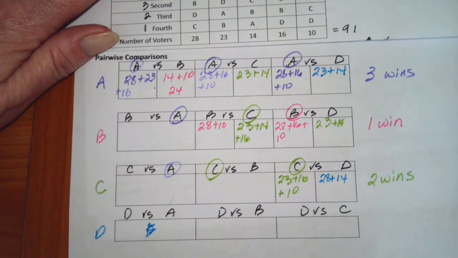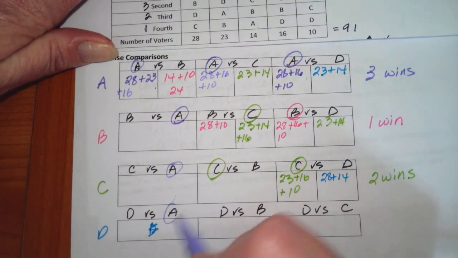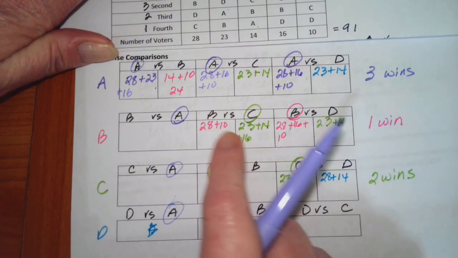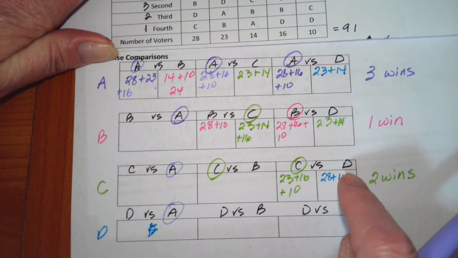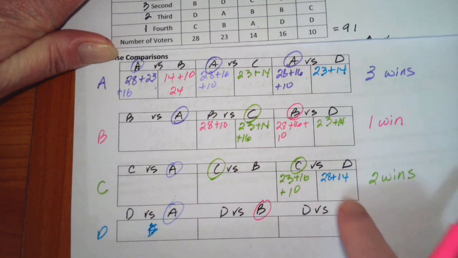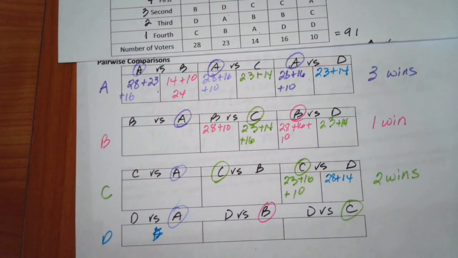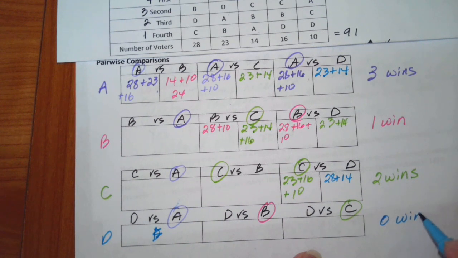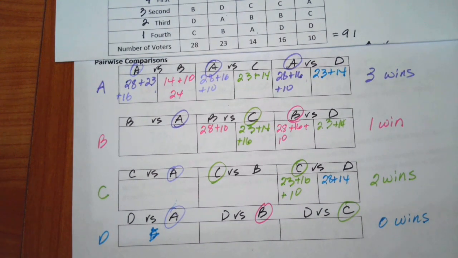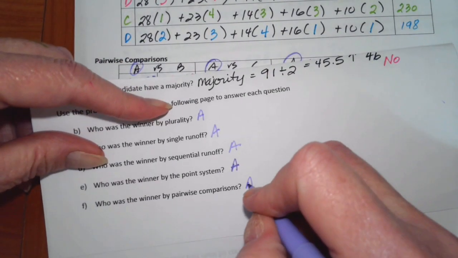Okay, so now the last one for D versus A, A won. For D versus B, B won. And for D versus C, C won. So D has 0 wins. So that means that the winner is A.